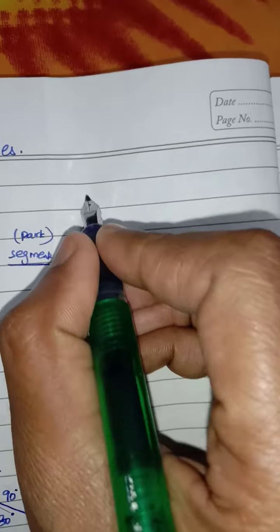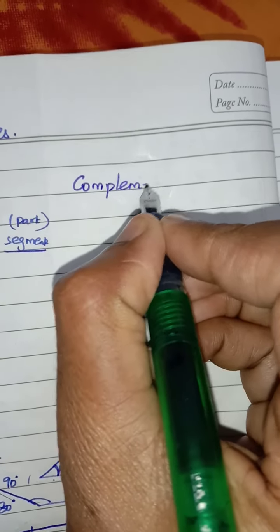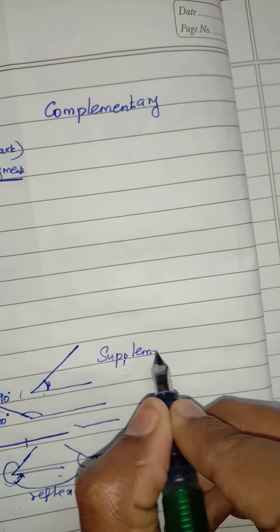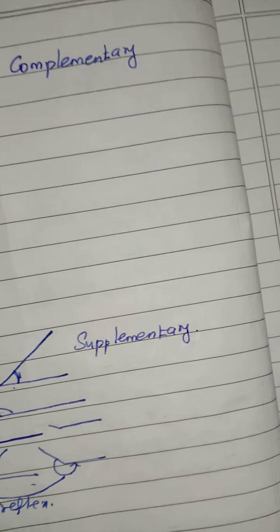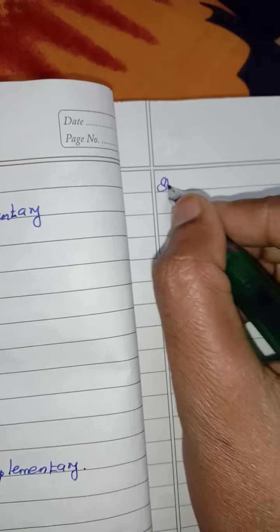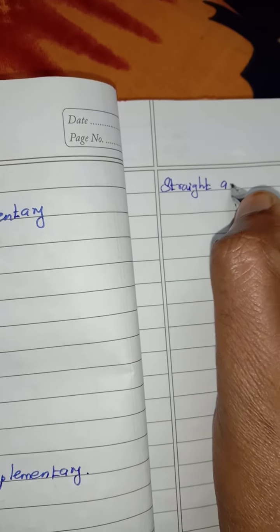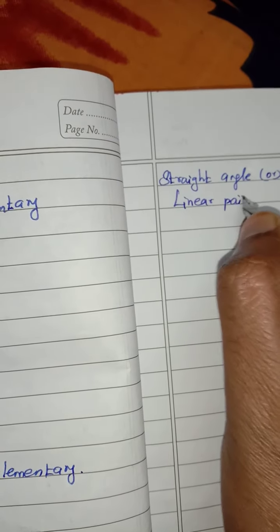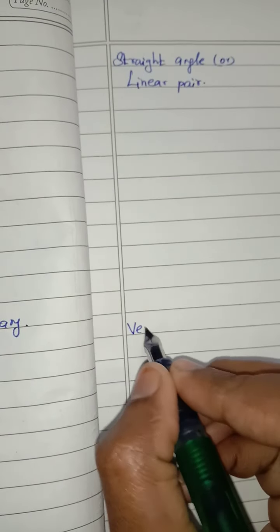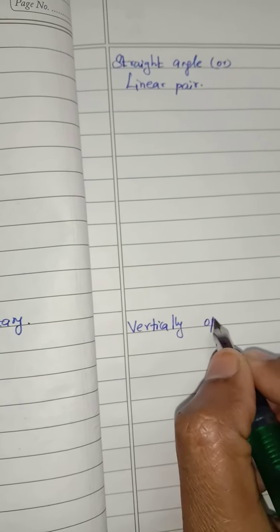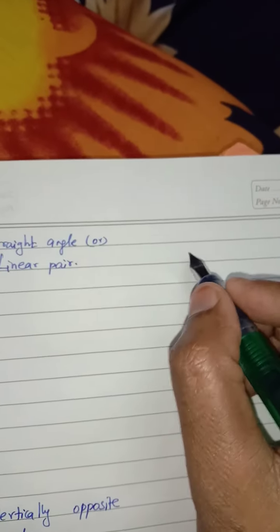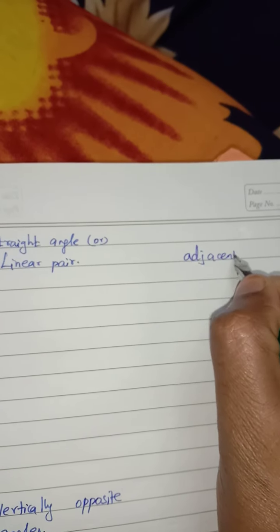I am going to explain complementary angle, supplementary angle, straight angle, also called linear pair, vertically opposite angles, then adjacent angles.